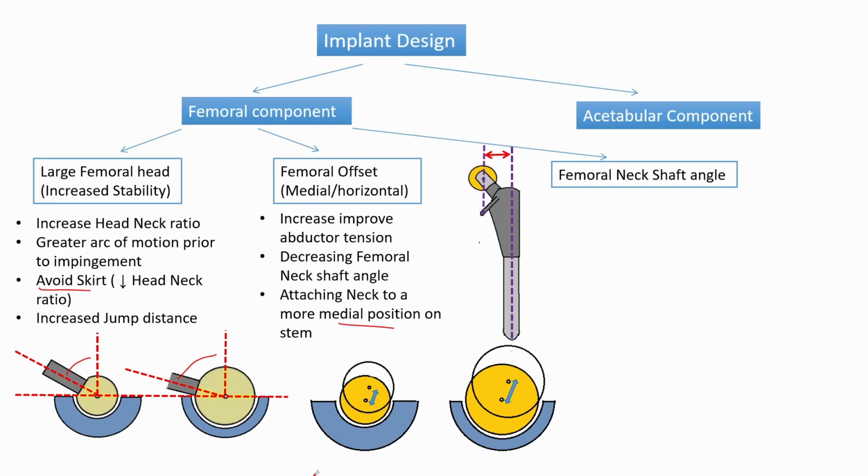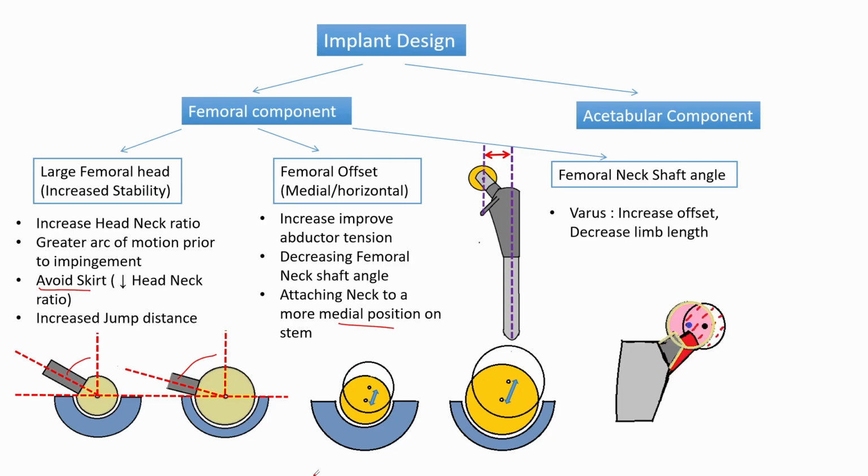Coming to the femoral neck shaft angle. A varus stem or decreased femoral neck shaft angle increases the offset and decreases the limb length. So here we can see this is the normal neck and this is the neck with the varus. So in the varus neck, the femoral offset is higher. Whereas in valgus, the opposite is true. It decreases the offset and increases the limb length. This varus neck is also called an extended offset neck.